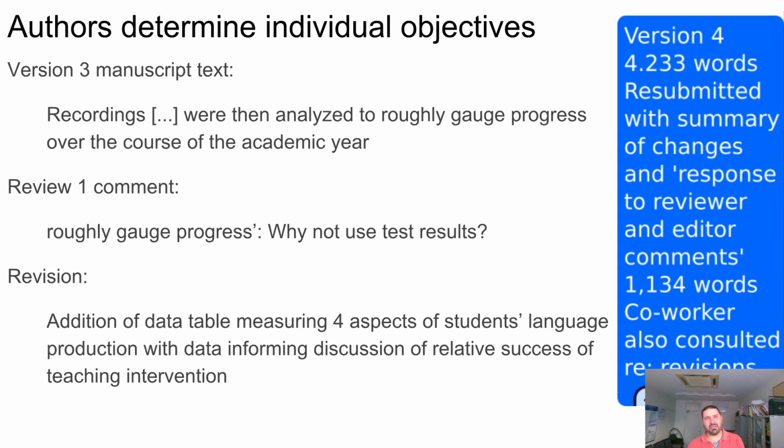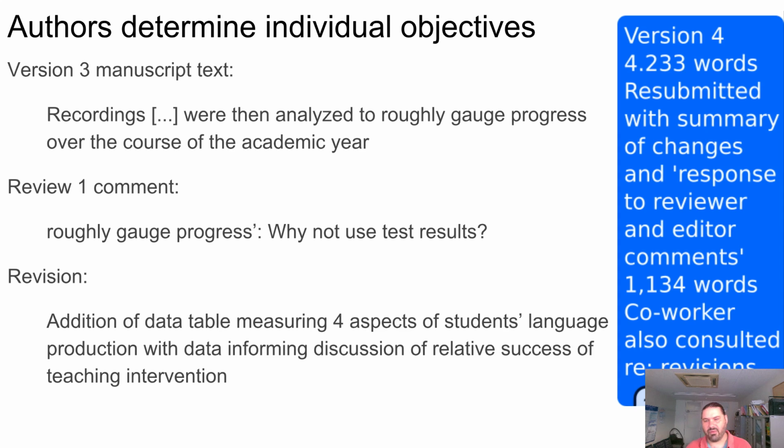The next point I wanted to talk about was the authors determining the individual objectives of their writing. And here I wanted to focus on the version 4 review of their manuscript, where version 3 recordings were analyzed to roughly gauge progress over the course of the academic year. The review comment comes back and says, roughly gauge progress, why not use test results? And so in version 4, in response to this reviewer's comment, they add a data table where they do measure 4 aspects of their students' language production.